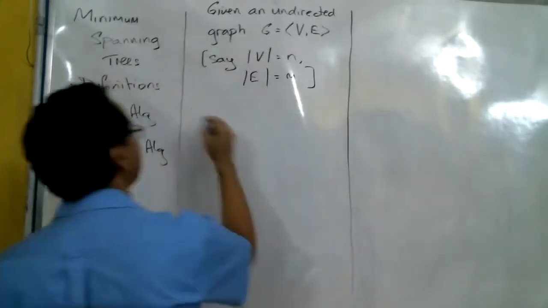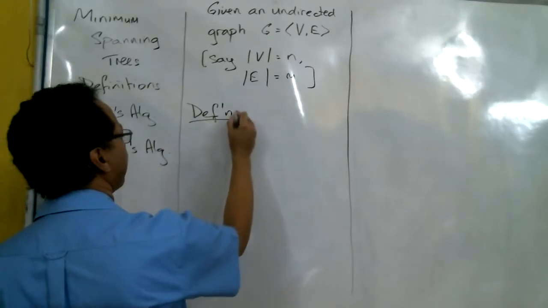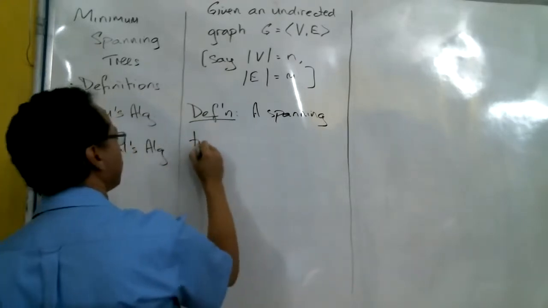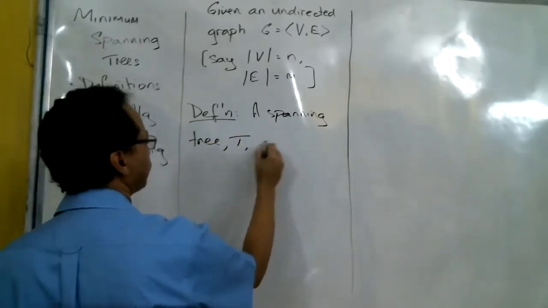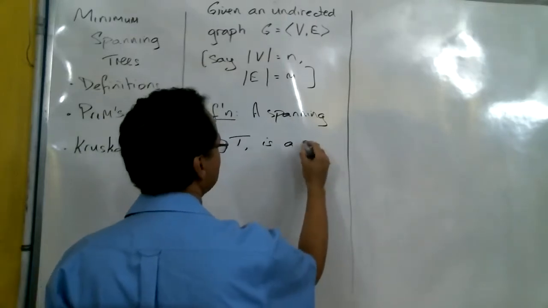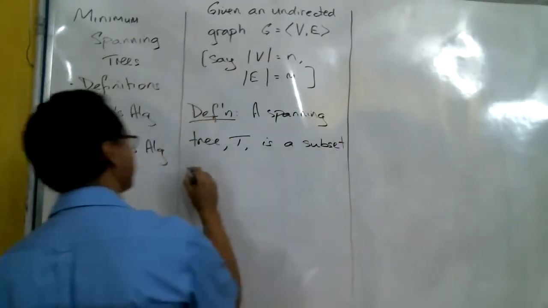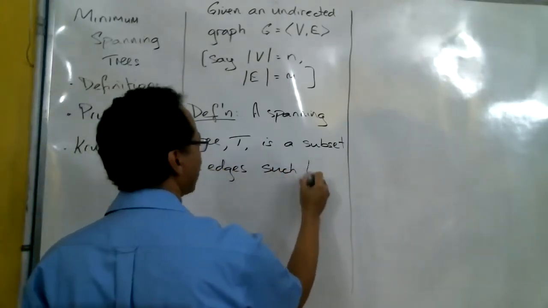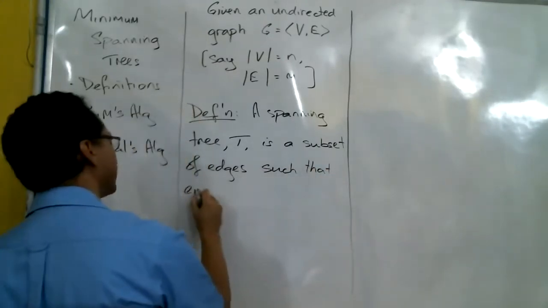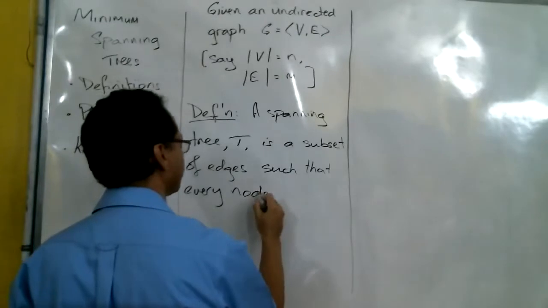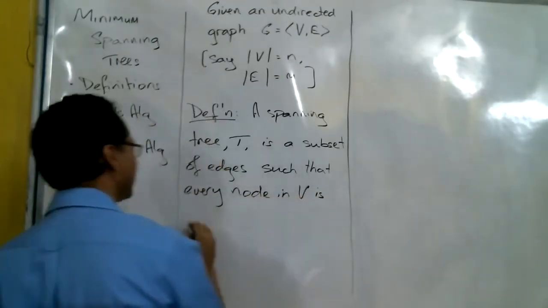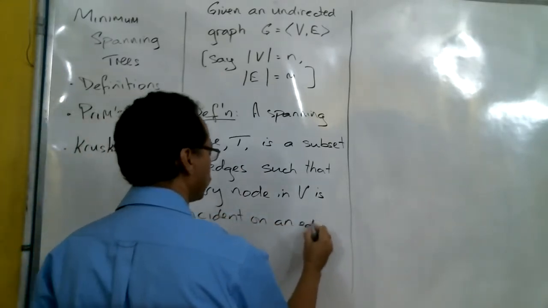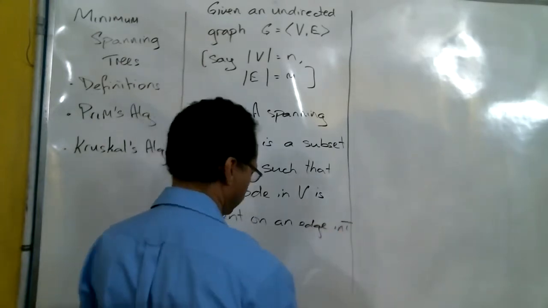Let's write down some things that we just covered. So first of all, a spanning tree, call it T, is a subset of edges such that every node in V is incident on an edge in T.